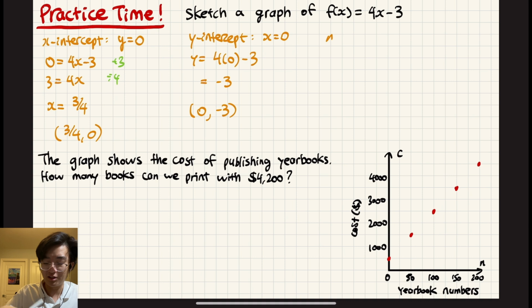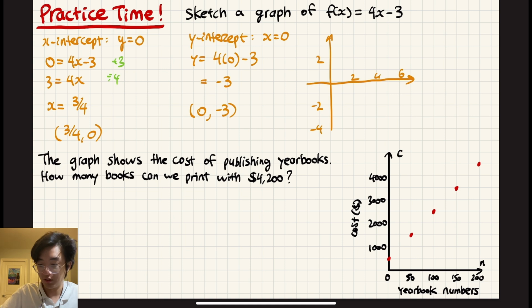Okay, all I have to do is play a fun little game of connect the dots. That's 2, negative 4, that's 2, 4, and 6. So, first point, (3/4, 0). That will be right here, just before 1. And then (0, -3) will be down here. And we just draw a line to connect the dots like that.